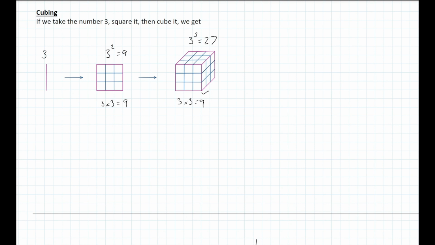Now what that means is that there's 9 cubes on that front slice. But as you can see, there is 1, 2, 3 slices, each with 9 cubes in them each. So we would then do 9 times 3, which is 27. So again, when we cube the number 3, we're doing 3 times 3 to get 9, and then times 3 again to get 27, which we can also write as 3 cubed equals 27.